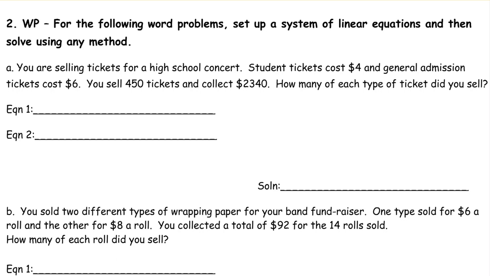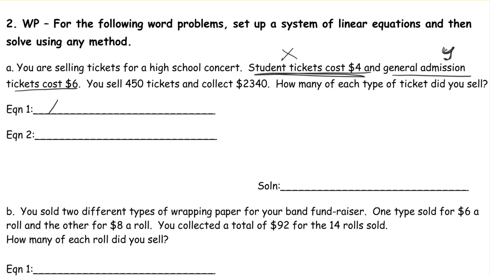So we're going to say, how about general admission is X, and oh wait a minute, how about, okay, so student tickets are $4, and we're going to say student tickets are X. And general admission tickets are $6, and we're going to say general admission is Y. Okay, so student tickets X, general admission Y.